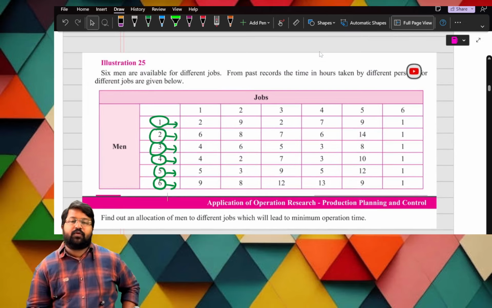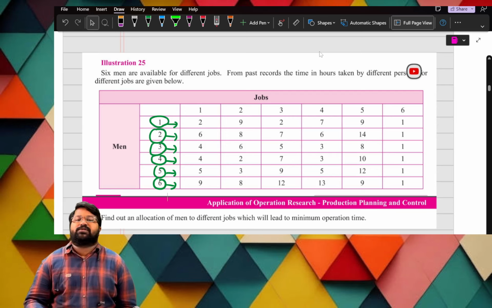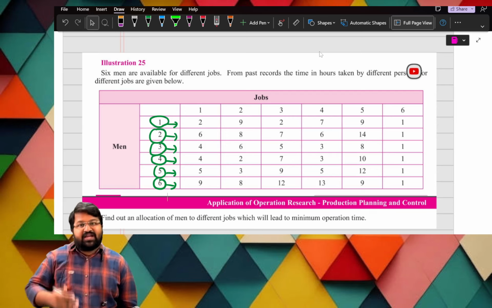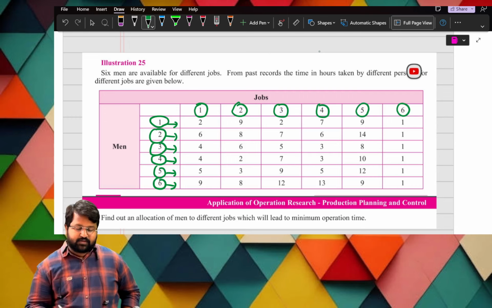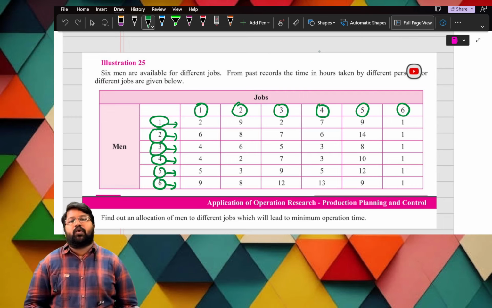Then what is the number of columns? They are vertical lines. Column number one, column number two, column number three, column number four, column number five, column number six. The number of rows is equal to the number of columns. So our given matrix is a balanced one.